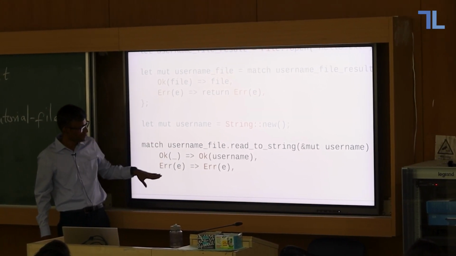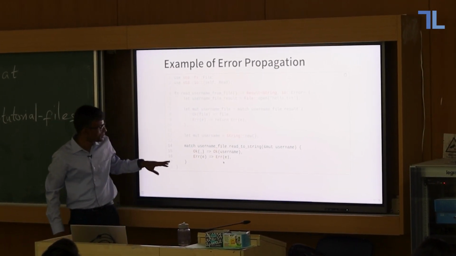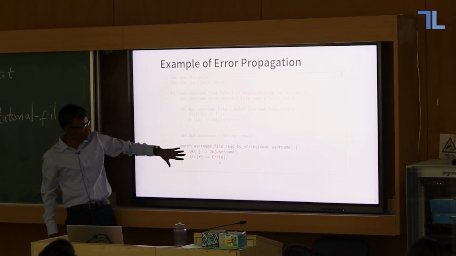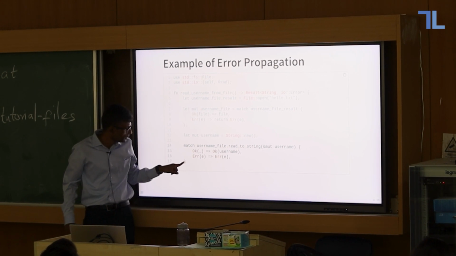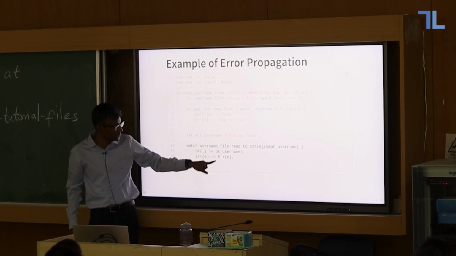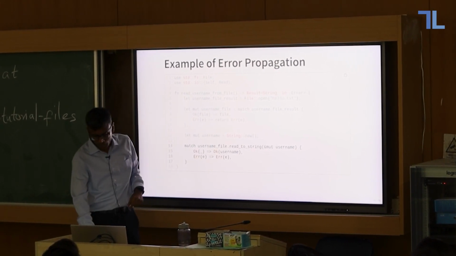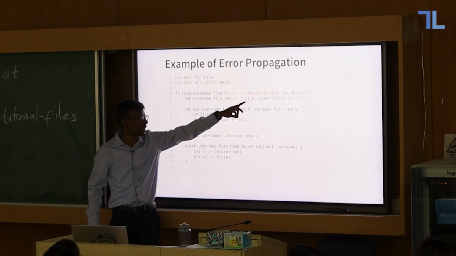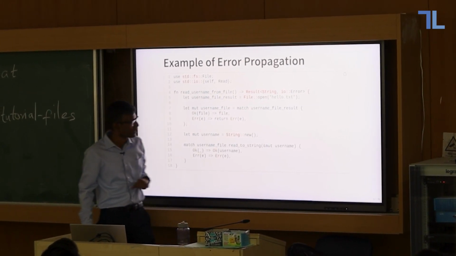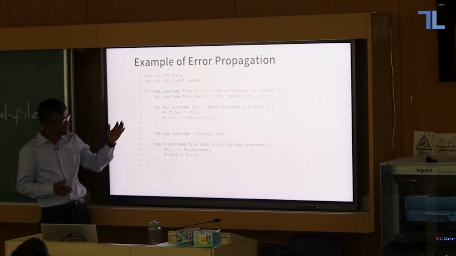Now this is the last statement in the function. Notice there is no semicolon here. So the expression of this match statement is either going to be Ok username or Err e, which matches the return type of this function: either Ok string or an IO error. So this is one example of error propagation, but this is a bit verbose.